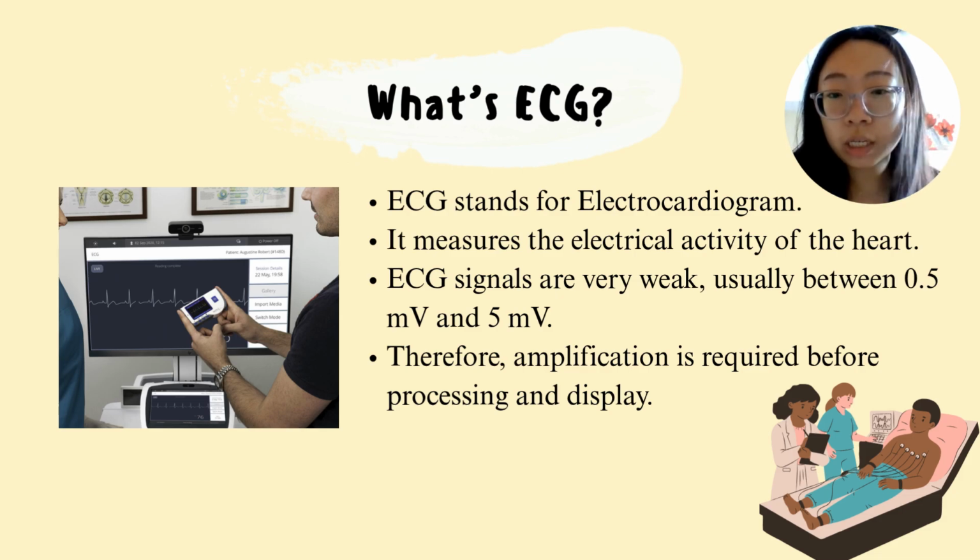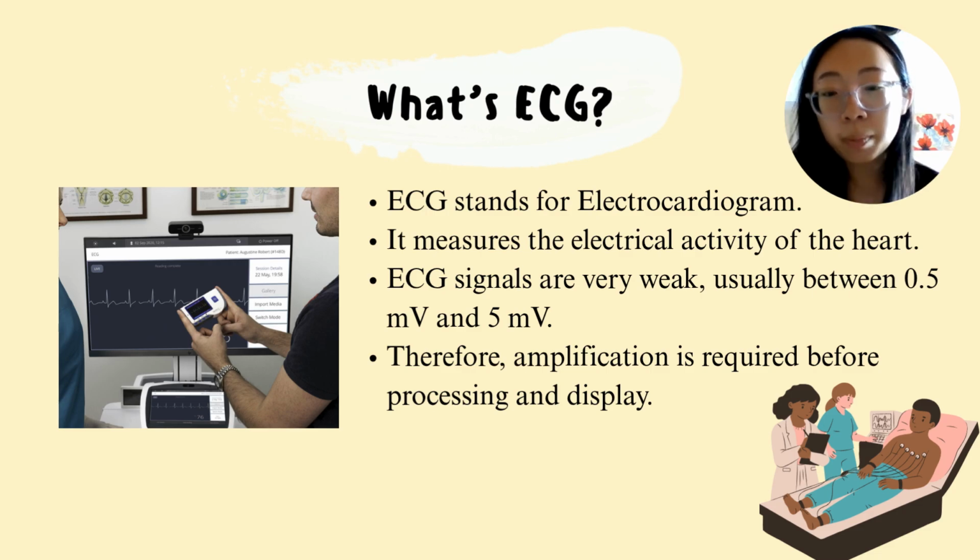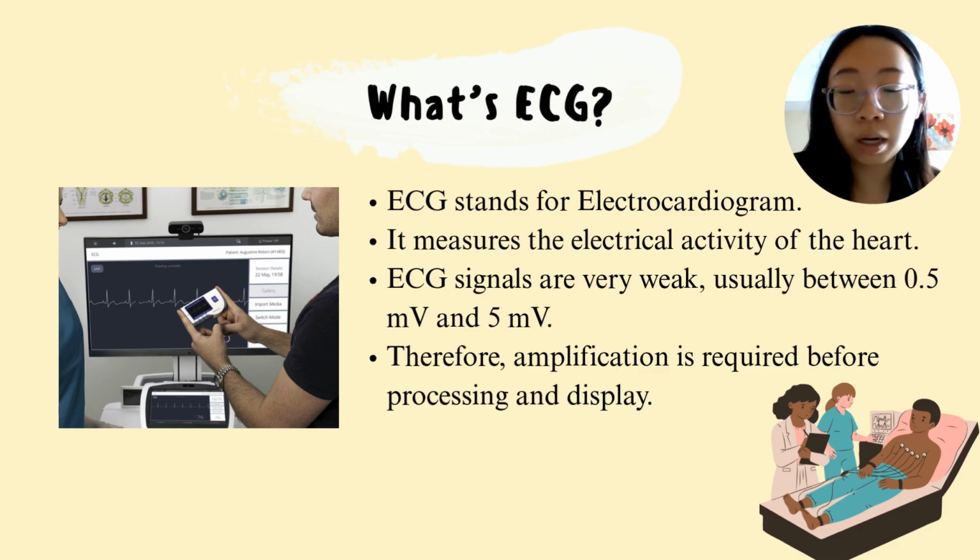However, ECG signals are extremely weak. Their amplitude is usually between 0.5 millivolts and 5 millivolts. Because these signals are so small, they cannot be processed directly by electronic devices. Therefore, amplification is necessary before the signal can be displayed, analyzed, or stored. This is where transistor-based amplifier circuits become important.